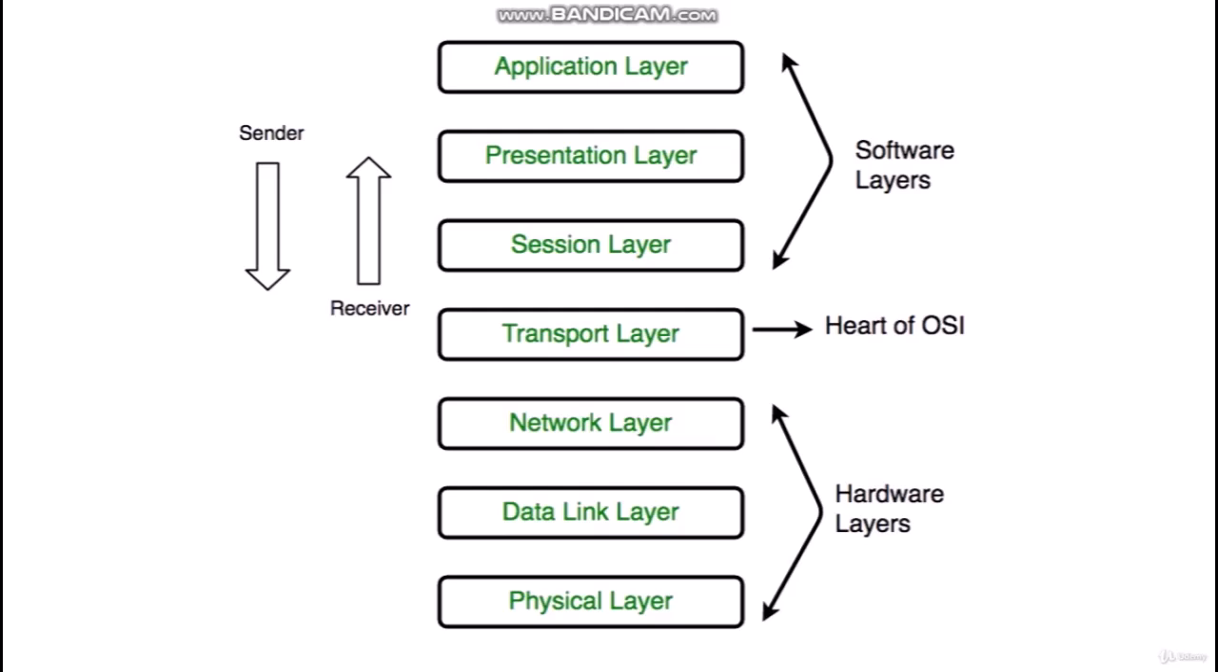The 7 layers of the OSI model are the physical layer, data link layer, network layer, transport layer, session layer, presentation layer, and the application layer. The 2 layers, session layer and the presentation layer, are extra in the OSI model with respect to the TCP/IP model.